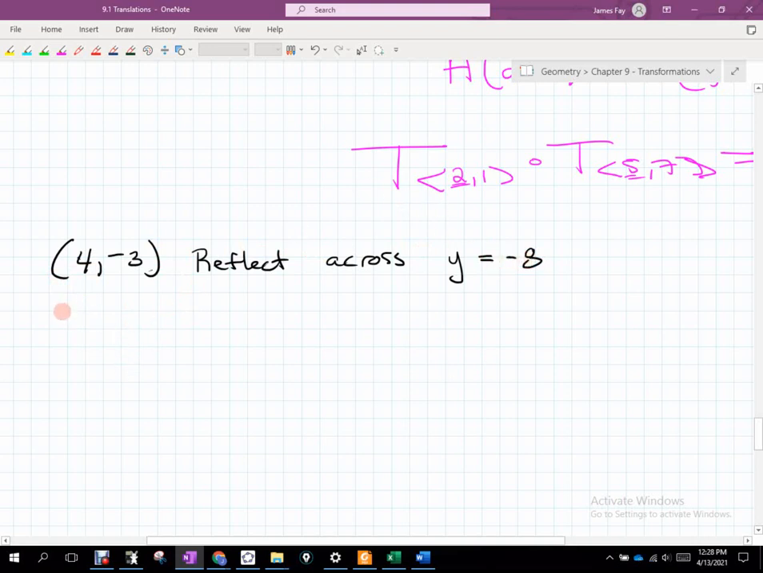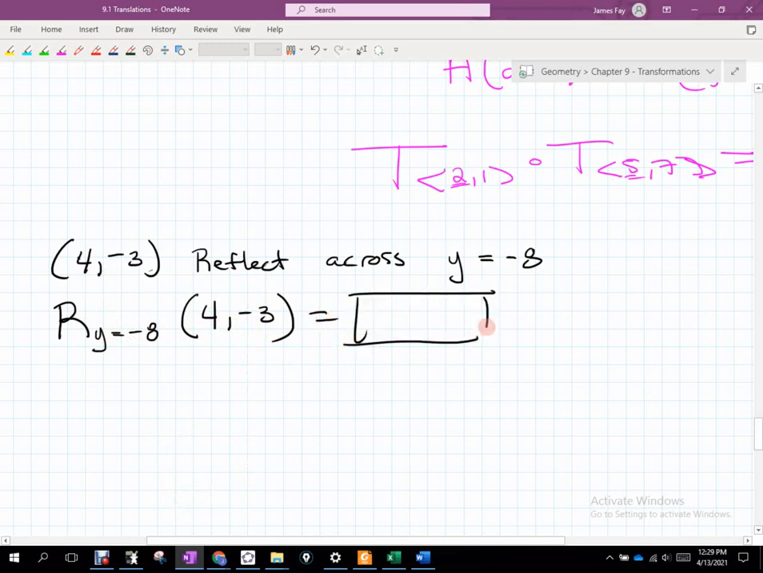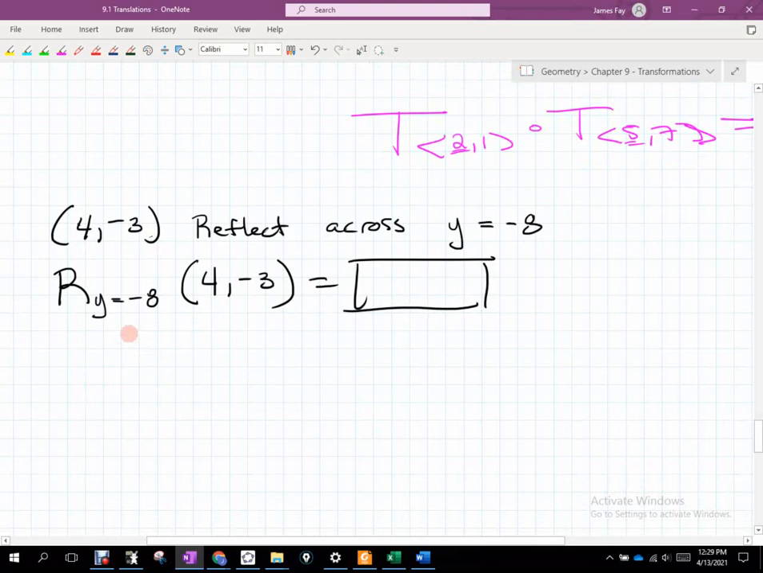What it will really look like is there'll be the capital R, subscript will be y equals negative 8, so that's a reflection across the line y equals negative 8 of the point 4, negative 3. And they'll ask you, well, what is that? I'll give you a box, and I'll ask you, what is that ordered pair? I think an image is most appropriate here.